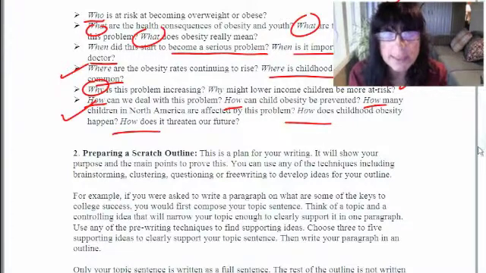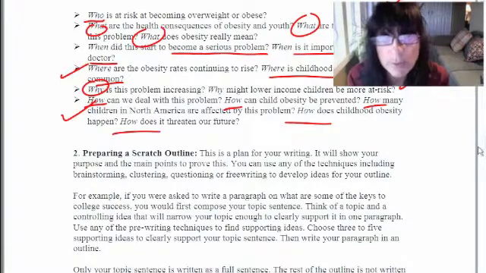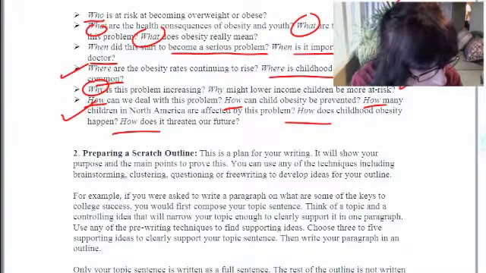So you've got your ideas, you've generated your ideas. Now we're going to talk about what you do with all those ideas. How do you turn them into a written piece? So the first thing I want to point out is it's always a good idea to prepare some sort of an outline, a scratch outline.